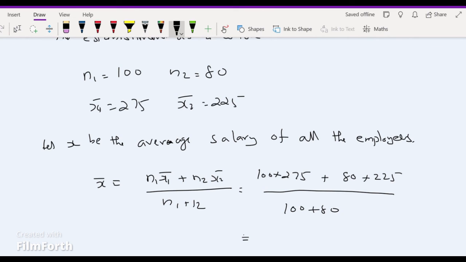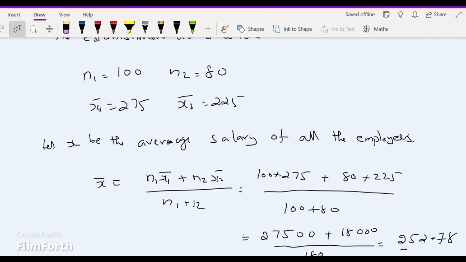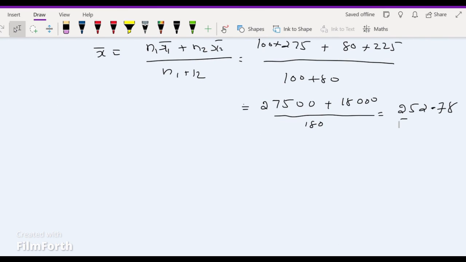That is equal to 27500 plus 18000 by 180. That is equal to 252.8 rupees. So the arithmetic mean of the combined salary is 252.78.